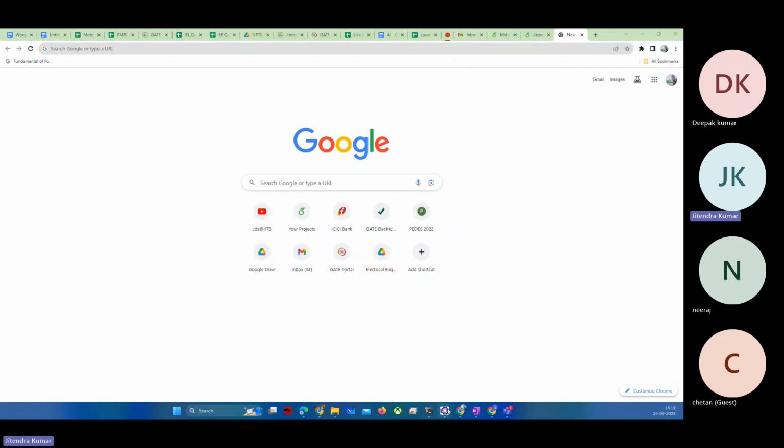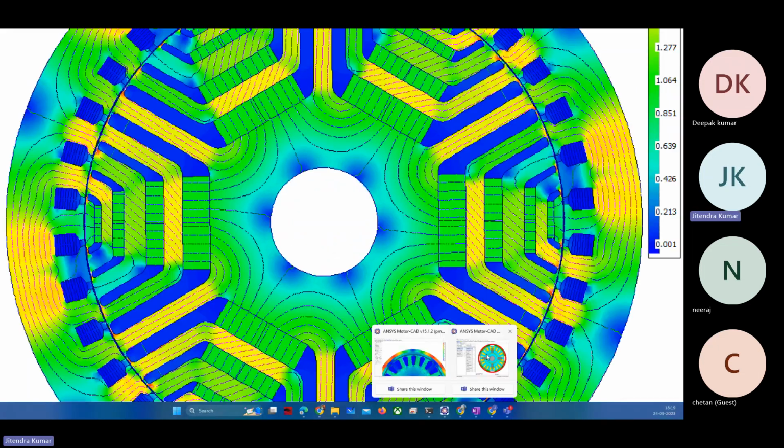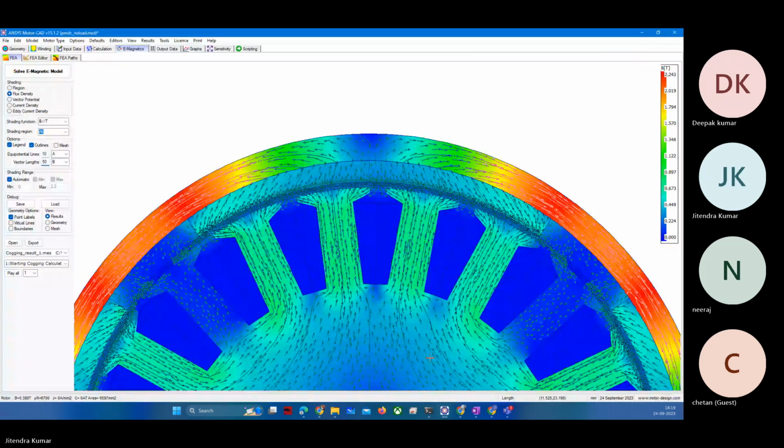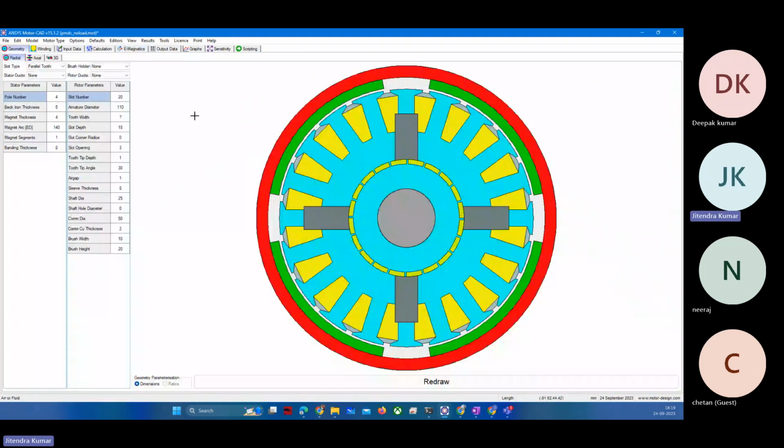So are you able to see my screen? Yes, sir. Okay, great. So I hope you are able to see the machine 2D model.